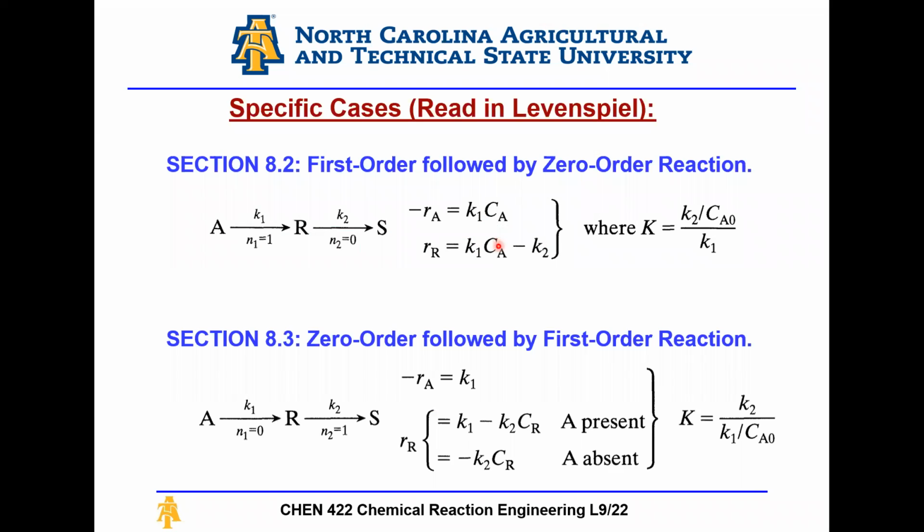Read them in Levenspiel. What happens is basically we take the equations we previously showed and they just rederive them, or they just simplify them for having one of the reactions being a zero order reaction. Similarly, having a zero order followed by a first order reaction, again, there's also a special case. Please read it in Levenspiel sections 8.2 and 8.3. They're only a couple of pages, but just go over them to get a better understanding of them. I'm trying to go over the math and see how having a zero order reaction affects these equations, which we showed above.